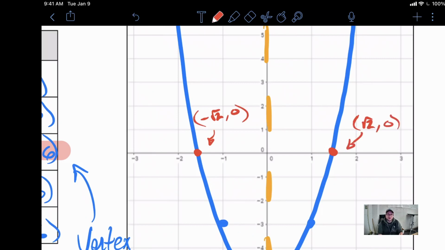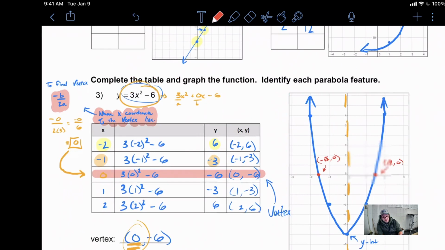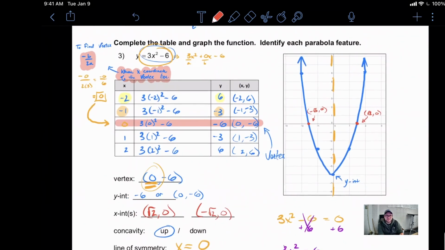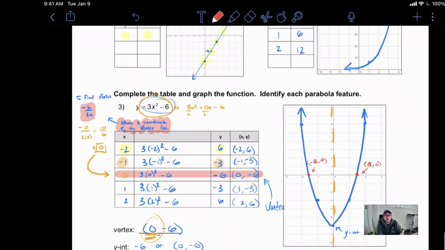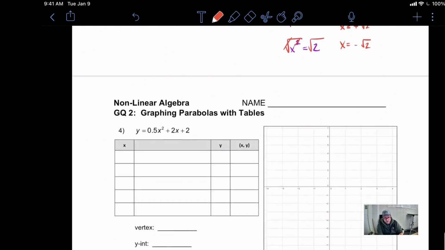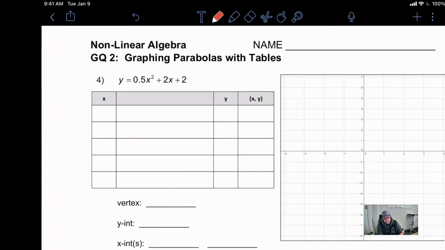Because the y value is 0 in both of those. So we found those intercepts right there. Nice job. Let's look at one more problem, and then I'll save one for homework for you, because I know this is a lot of work, and it's new, and we're trying to process. So let's do number 4 together.